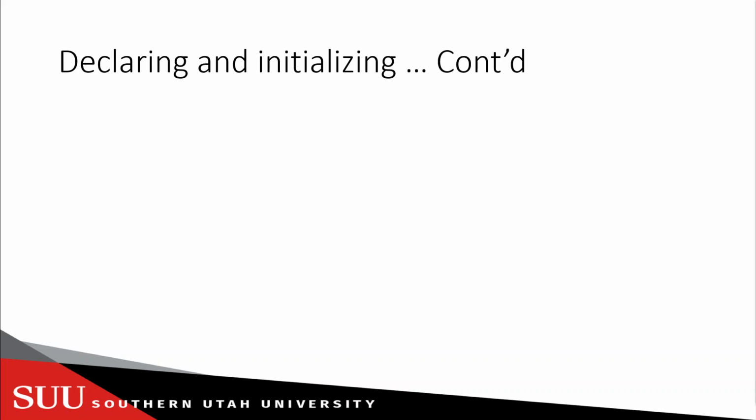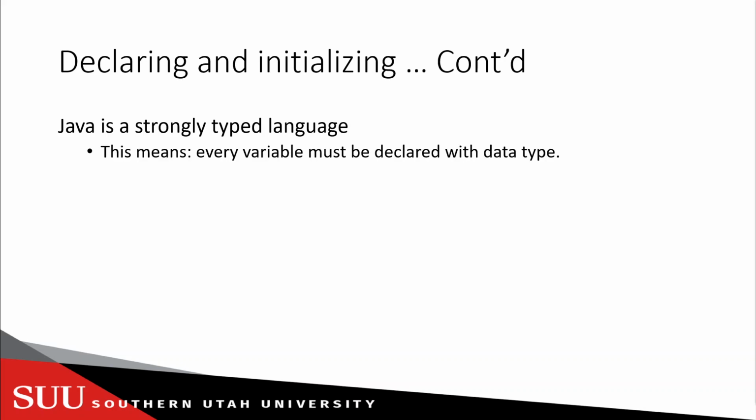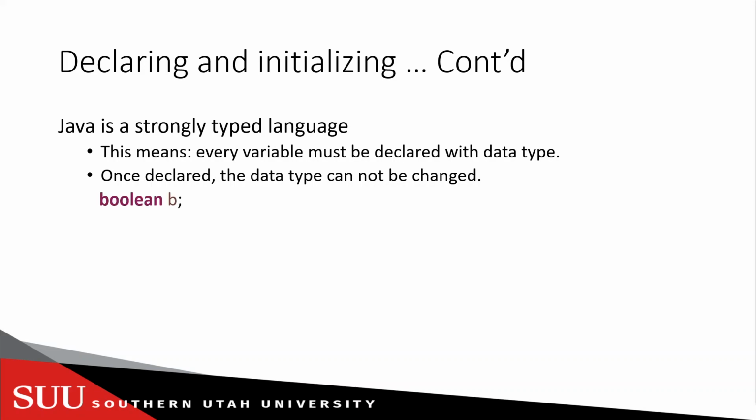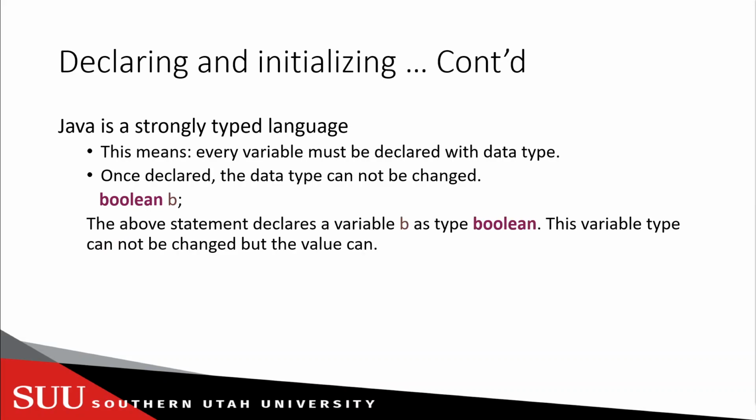One more thing that we need to address is that Java is a strongly typed language. This means every variable must be declared with its data type. So you cannot just say x is equal to something. You have to tell me what x is. Is it an integer? Is it a double? Is it what? And then once you declare it, the data type cannot be changed. So for example, if I declare this as a boolean, the variable type then cannot be changed. So the value can, but the type cannot.